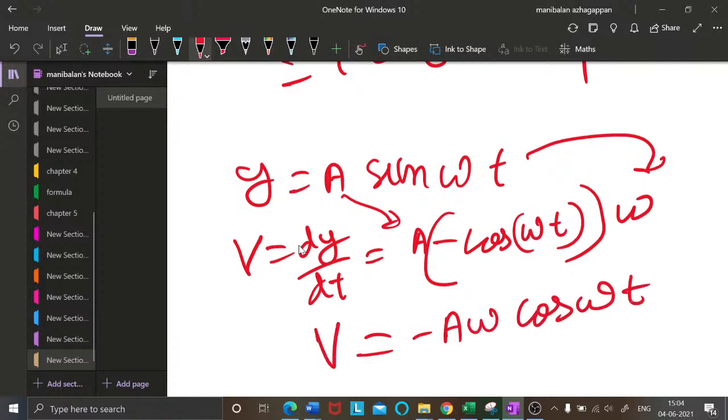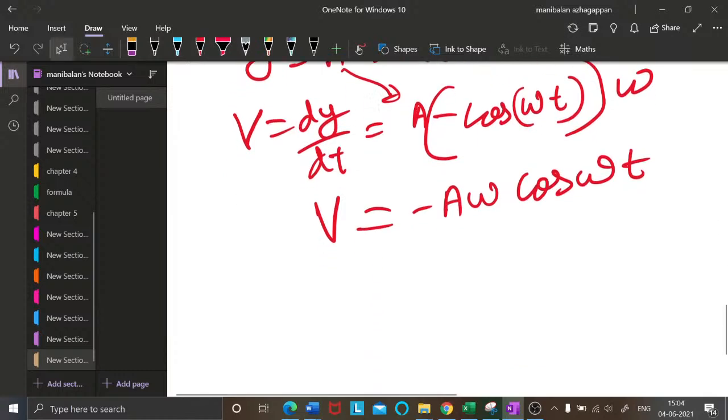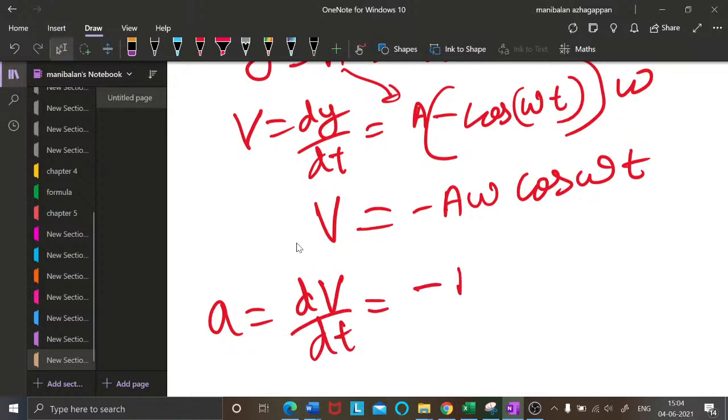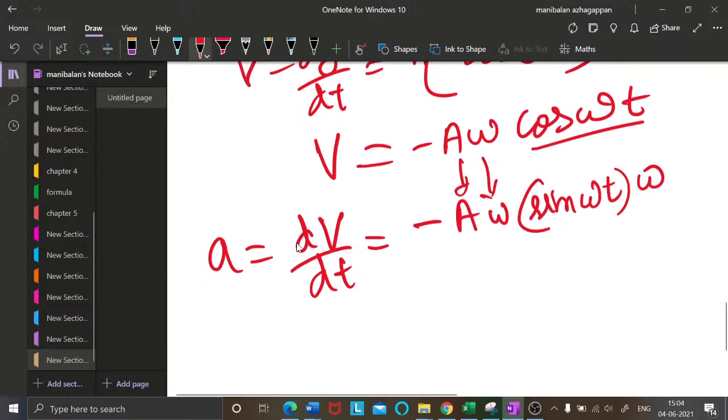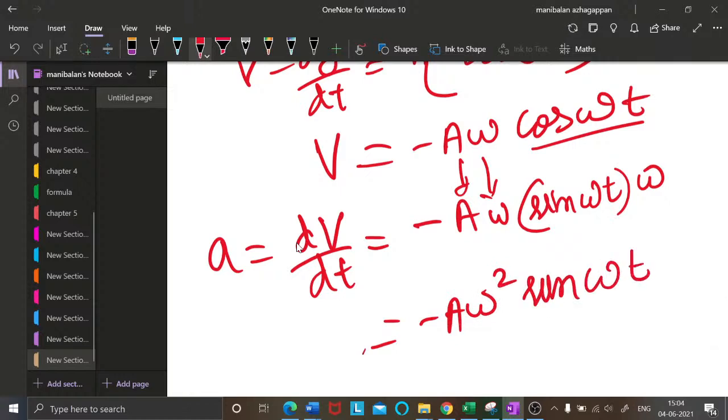I am getting only velocity, but the comparison is acceleration versus displacement. Again, if you want acceleration, it is the change of velocity with time. Minus a is a constant, omega is a constant. Cos omega t gives sin omega t, and differentiating omega t again gives one more omega. It's normal differentiation only. So it's going to be minus a omega square sin omega t, which is the acceleration.